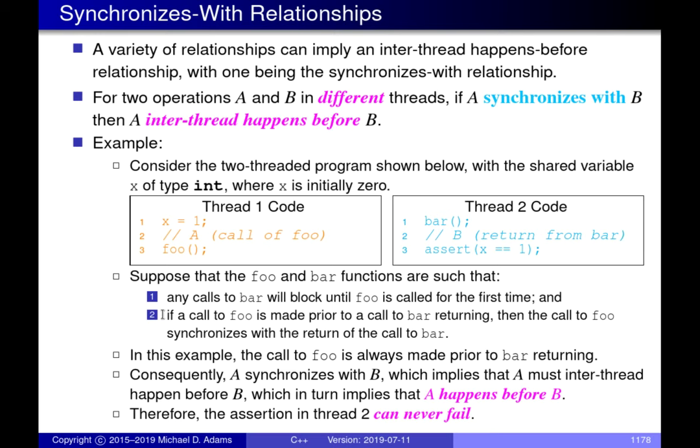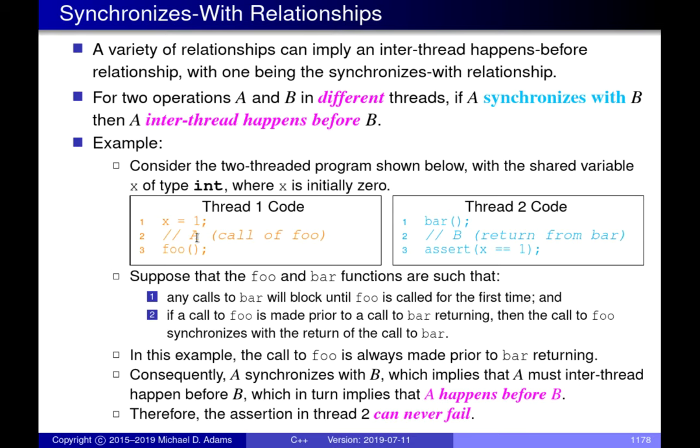Now, in this particular example, it turns out, due to the way in which the functions foo and bar are defined and the way our code is written, that the call to foo in thread 1 is always going to be made prior to bar returning in thread 2. Because of this, the operation that we have labeled as A, which is the call to foo, and the operation that we've labeled B, which is the point where we've returned from bar, are such that A synchronizes with B. This in turn implies that A must inter-thread happen before B, and this in turn implies that A happens before B. Because of this, the assertion in thread 2 that x must be equal to 1 can never fail. The reason why is, again, because A happens before B due to the synchronizes-with relationship.